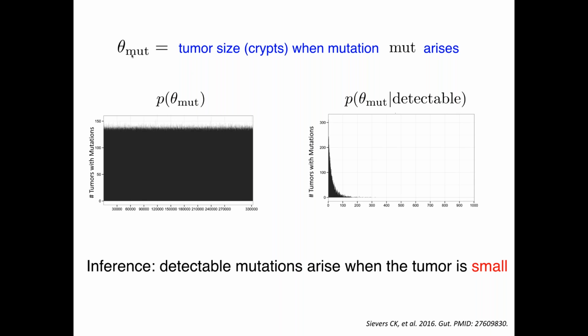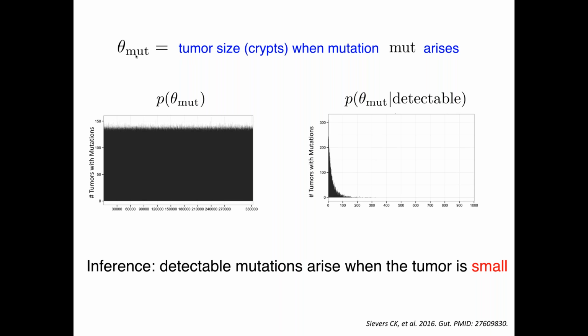The quantity of interest in Siever's paper was the size of the tumor in crypts when the mutation that we're looking at happened to have emerged. So when we see it at observation time, we get to see a mutation at some frequency. But that mutation must have emerged in the tumor growth sometime before we got to observe it. That time isn't known to the observer. That's the parameter, theta sub mu.